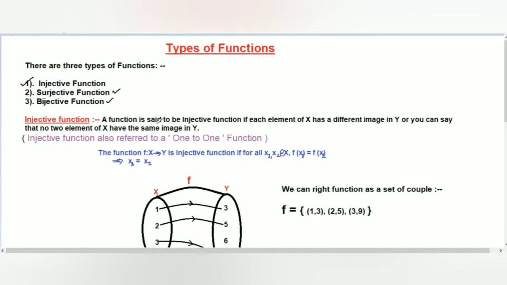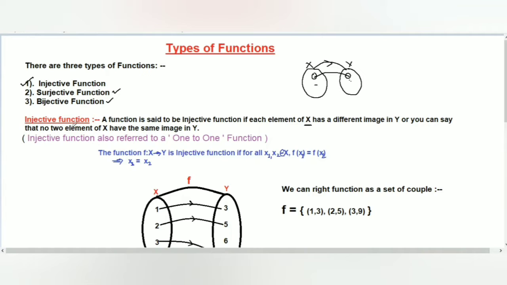A function is said to be injective if, for each element of x, there are always the domain and range of any function, and we map from x to y here. So this is x and y. The definition says that a function is said to be injective if each element of x has a different image in y, here to here, a different image for each element.